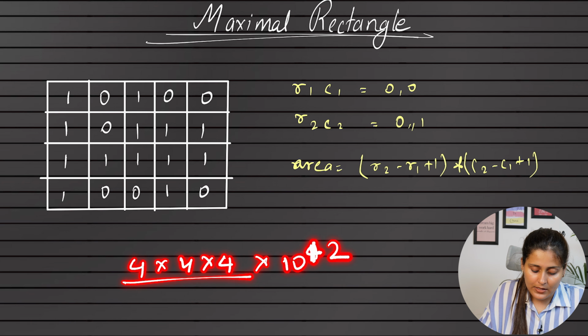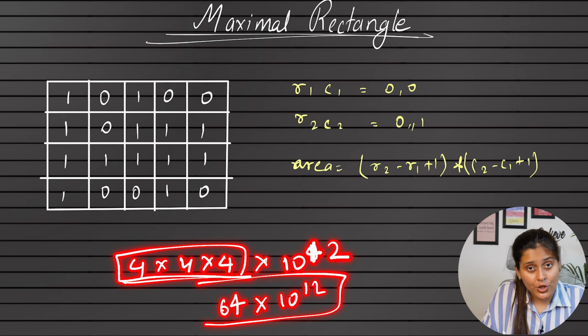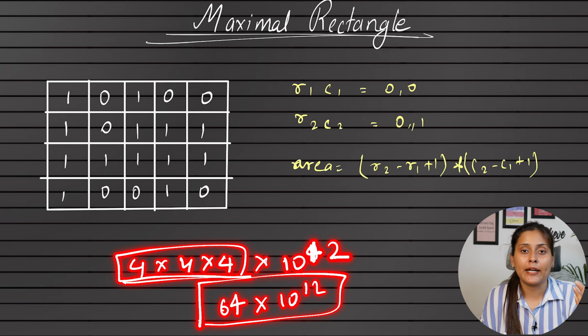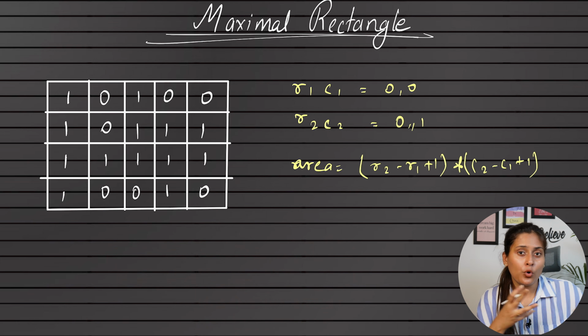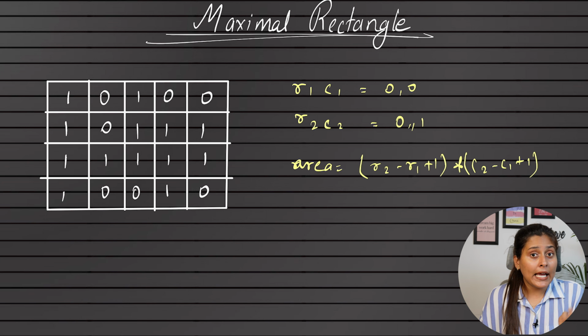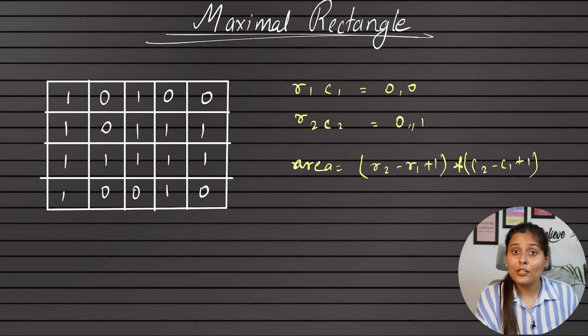And this is 4 into 4 into 4, 64 into 10 power 12, and you know this will for sure give us TLE, because beyond 10 power 8 it will be slow, but for sure beyond 10 power 9 it will be TLE when our code logic is simple. Here it is very simple because we are calculating just the area, yes, but it will give us TLE. But let's see the code for this.